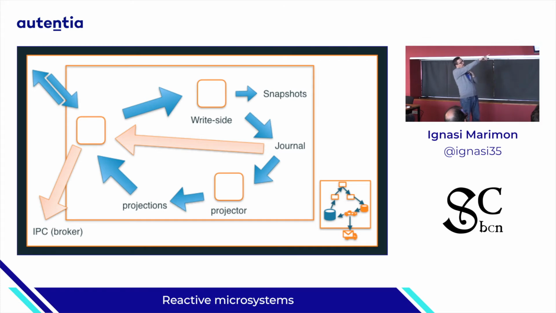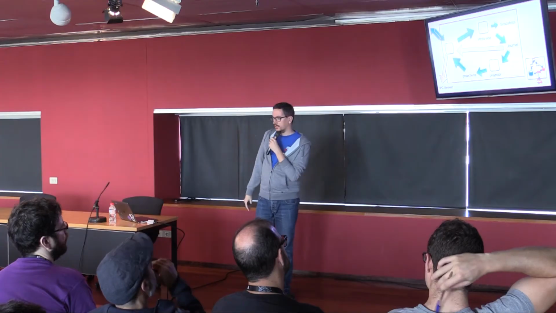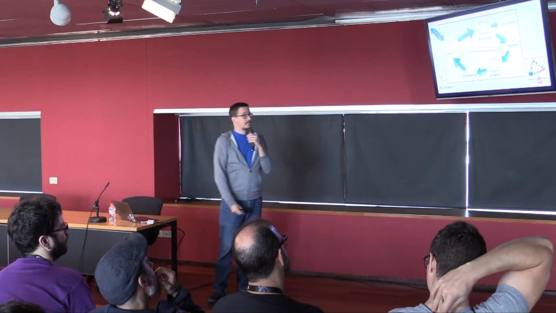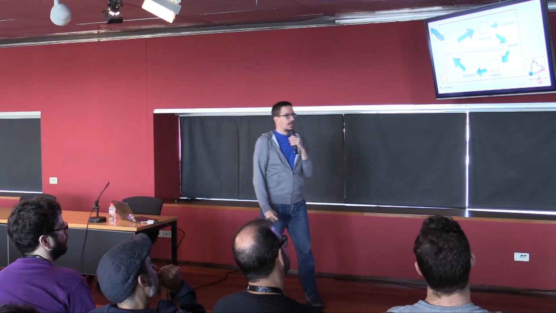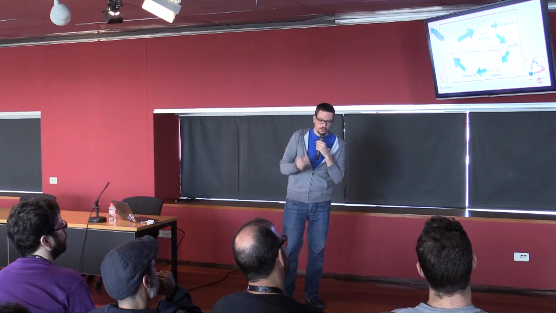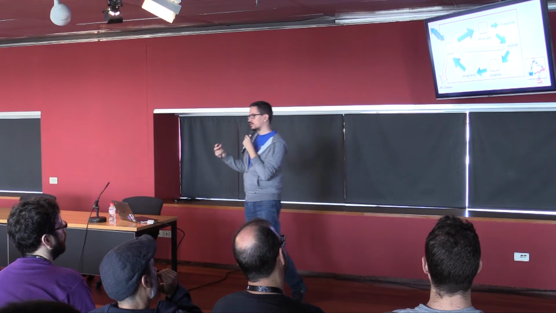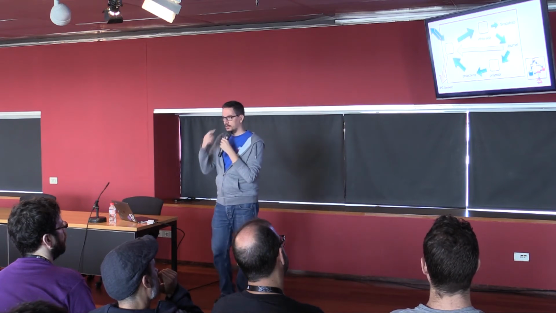But what is that thing up there, snapshots, and what are the orange arrows? The orange arrows are a projector that communicates to the outside and prepares some external API events to be emitted to an inter-process communication channel or broker, whatever. Snapshots are a tweak on event journals so that you can reconstruct the current state faster, okay?